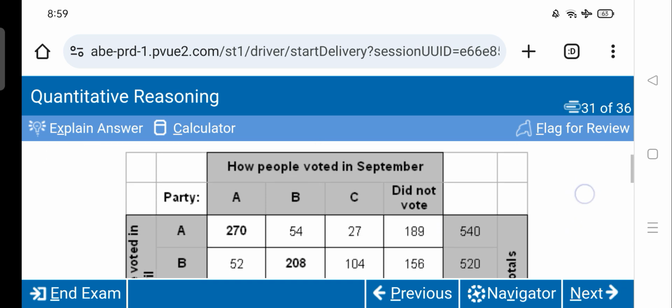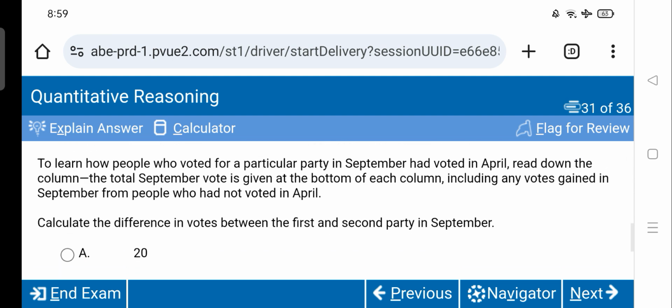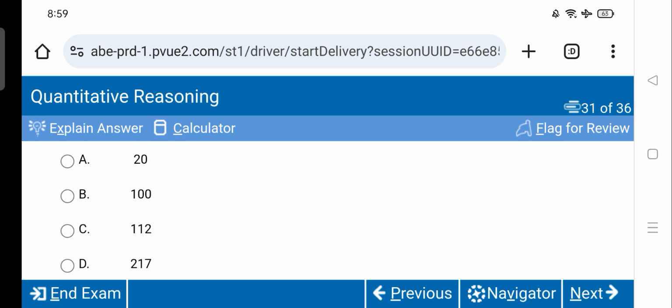Using the same information, here we have a question: calculate the difference in votes between the first and second party in September. Option A, 20, option B, 100, option C, 112, option D, 217, option E, 702.